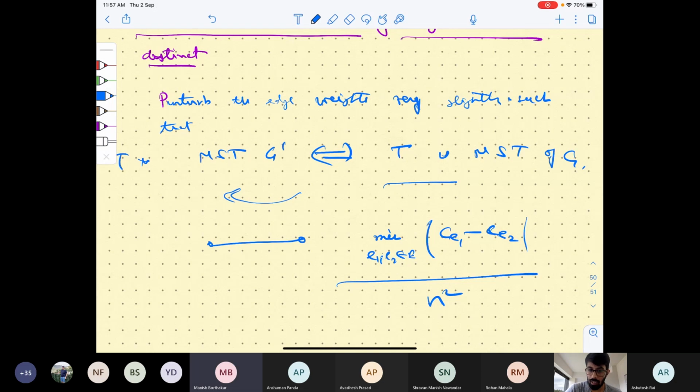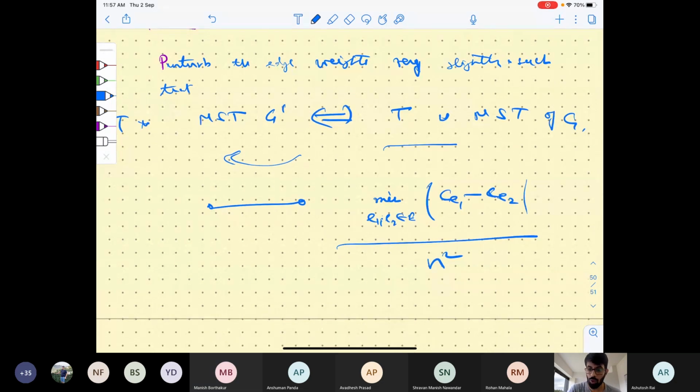Okay, so this is the lemma that you will have to show: that T is an MST of G prime if and only if T is an MST of G, after doing this. Or let's say T is a set of edges, so T is an MST of G prime if and only if T is an MST of G, because T is a subset of edges. So this is what you will need to show.